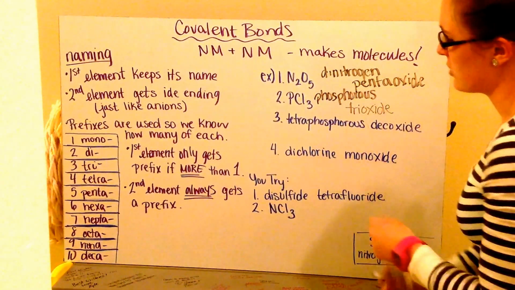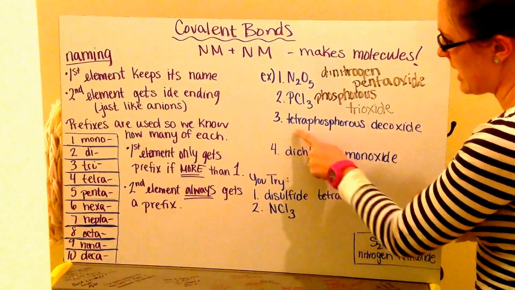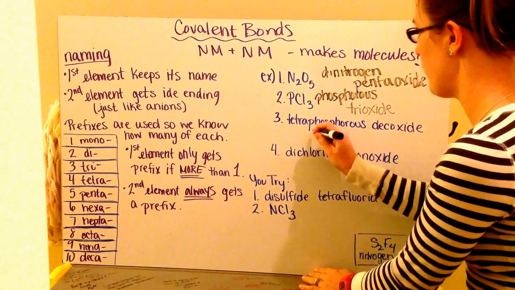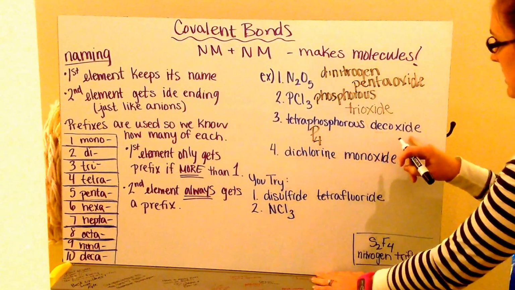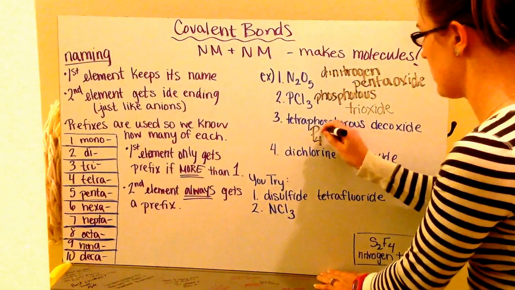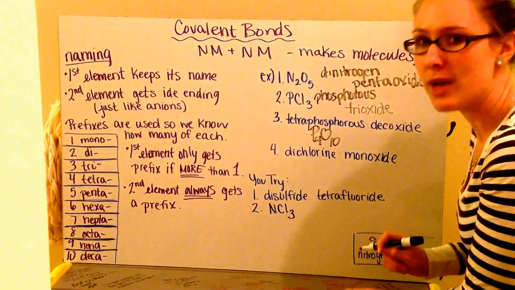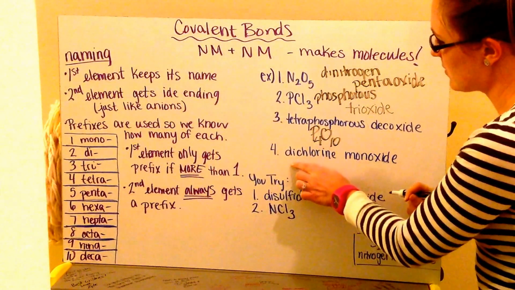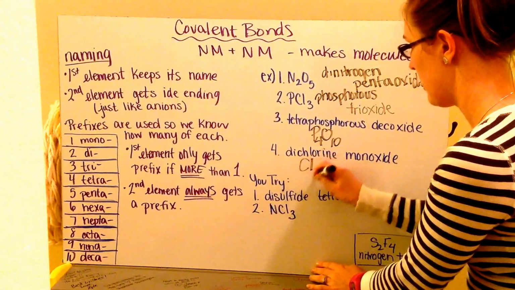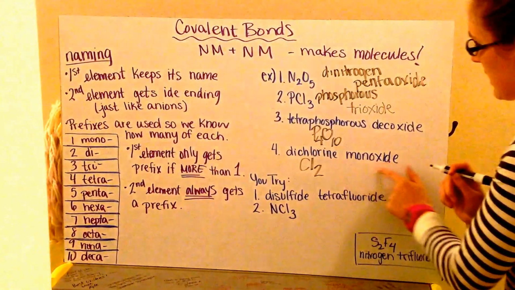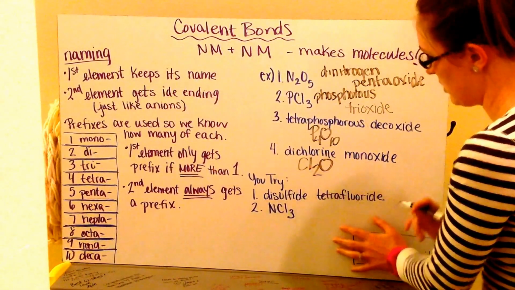Going the other direction, your prefix tells you how many you have of each element. Tetraphosphorus means I have 4 phosphorus, so I have P4. Decaoxide means I have 10 oxygen, so I write O10. P4O10. I do not reduce these. My next one, I have dichlorine, so it means I have chlorine, and 2 of those. Monoxide means I have 1 oxygen, so Cl2O.